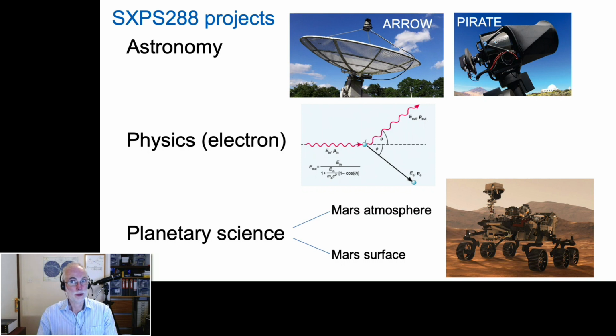Another theme that goes through the module is using different parts of the electromagnetic spectrum. So in the astronomy project, we've got radio telescopes and we've got an optical telescope. So we're using visible light and we're using radio waves to investigate that structure of the galaxy. In the physics experiment, we're using X-rays. And then in the planetary science experiment, we'll be analysing atmospheric gases. We'll be looking at molecules which interact in the infrared.